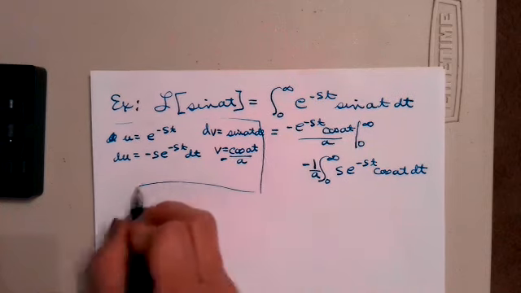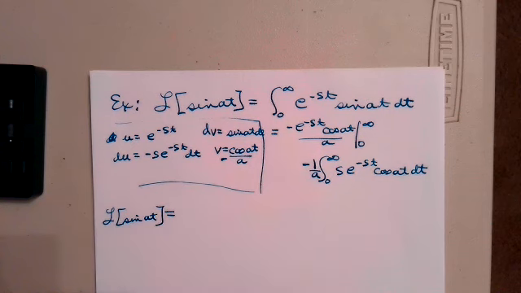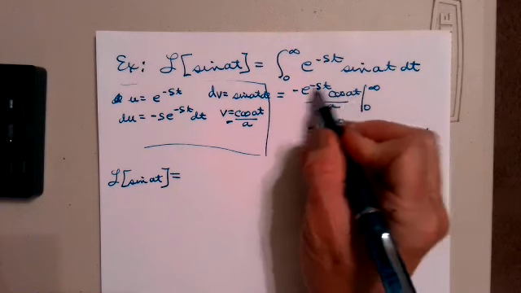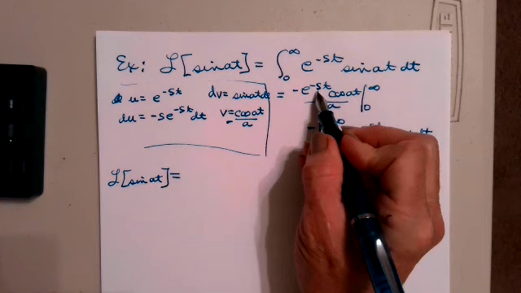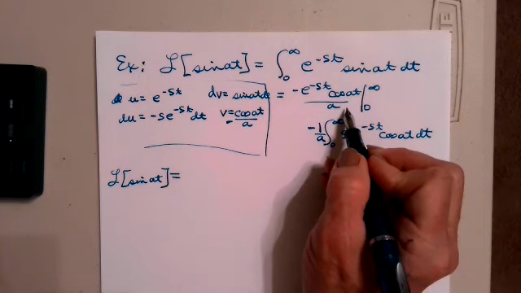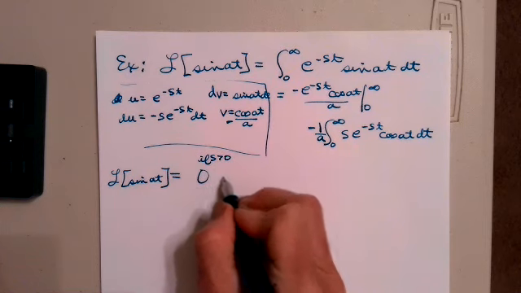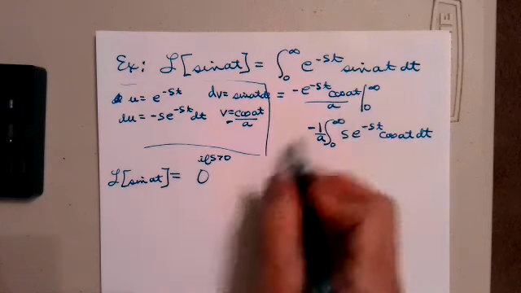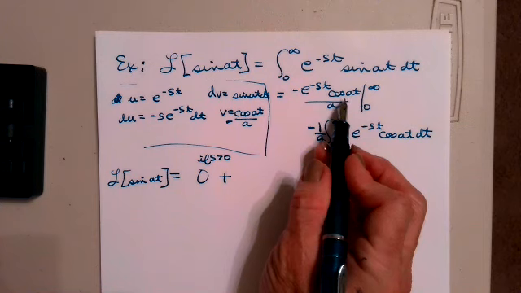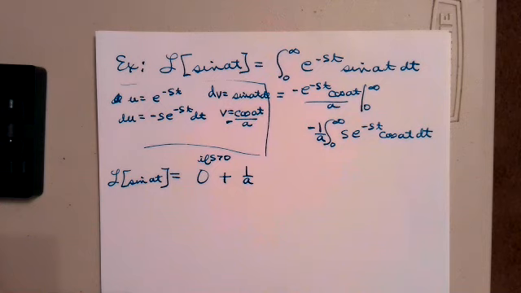So this is equal to, all right, as t goes to infinity, this one's going to 0 because s is positive. So as long as s is positive, this will go to 0. And then you subtract the value at 0. So you get 0 if s is greater than 0. And now you subtract the value at 0, so at 0, I will get e to the 0. Cosine at 0 is 1, so I get a 1 over a.